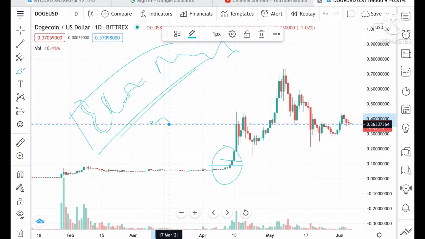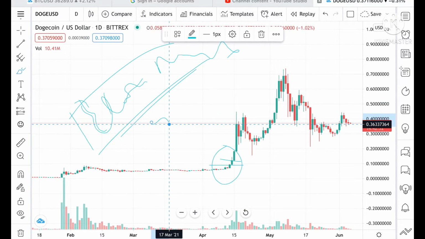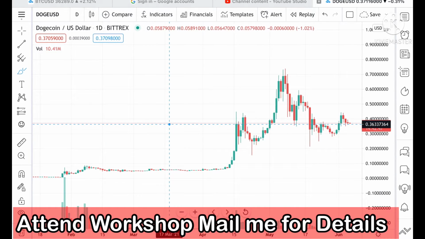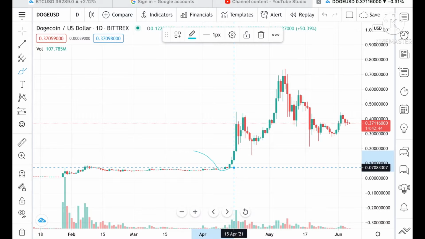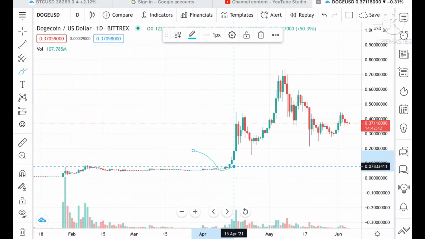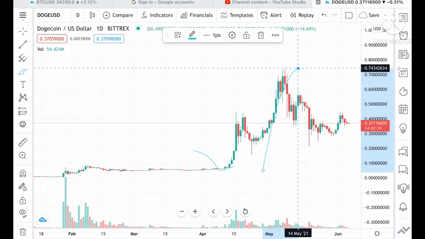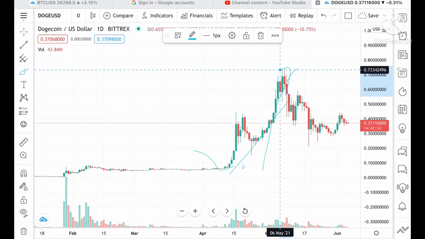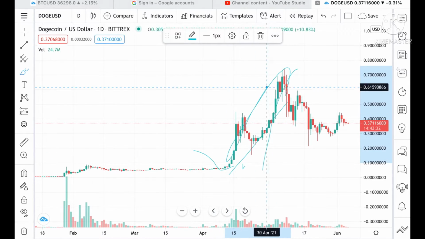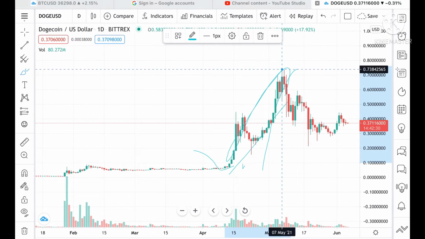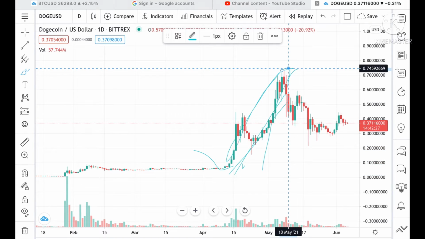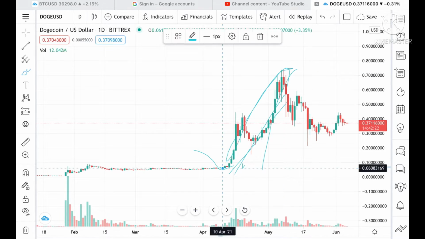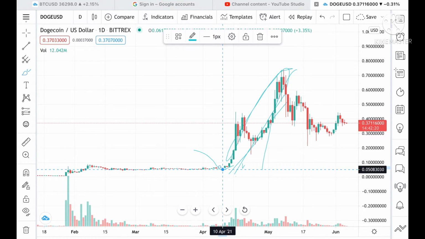If we talk about this, we have seen a sharp rise from a level of 0.078 to a level of 0.74. That means so much rise in this price. Those who invested at this level, in less than 1 month, it has touched around 1000 times more. So now what I would suggest is that we can see a pattern forming here.